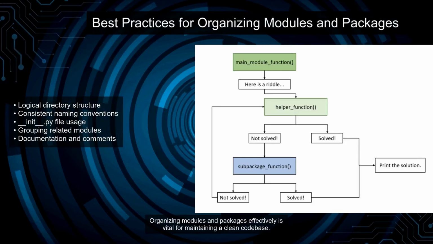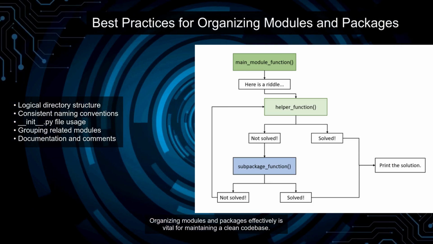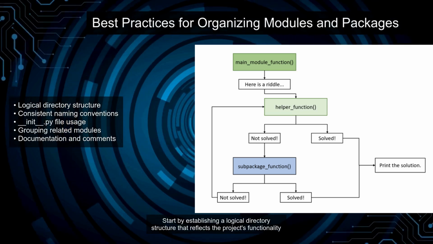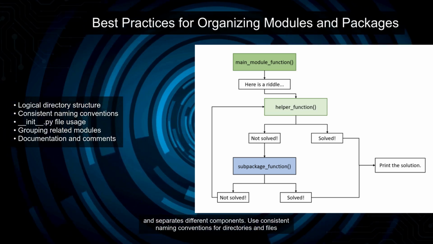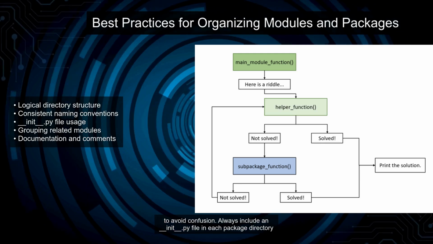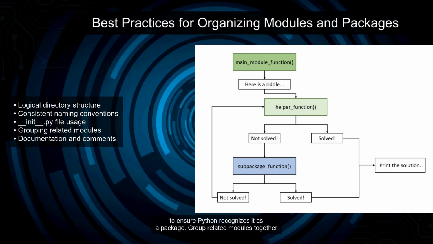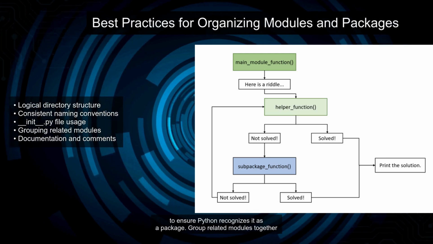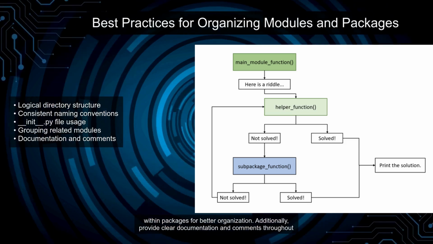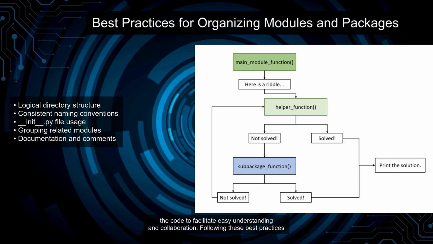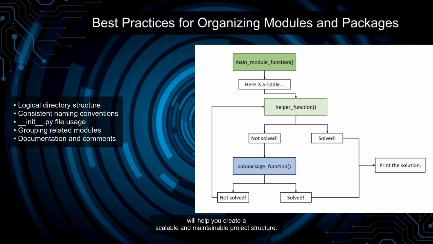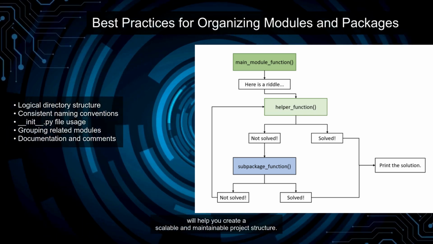Organizing modules and packages effectively is vital for maintaining a clean codebase. Start by establishing a logical directory structure that reflects the project's functionality and separates different components. Use consistent naming conventions for directories and files to avoid confusion. Always include an __init__.py file in each package directory to ensure Python recognizes it as a package. Group related modules together within packages for better organization. Additionally, provide clear documentation and comments throughout the code to facilitate easy understanding and collaboration. Following these best practices will help you create a scalable and maintainable project structure.